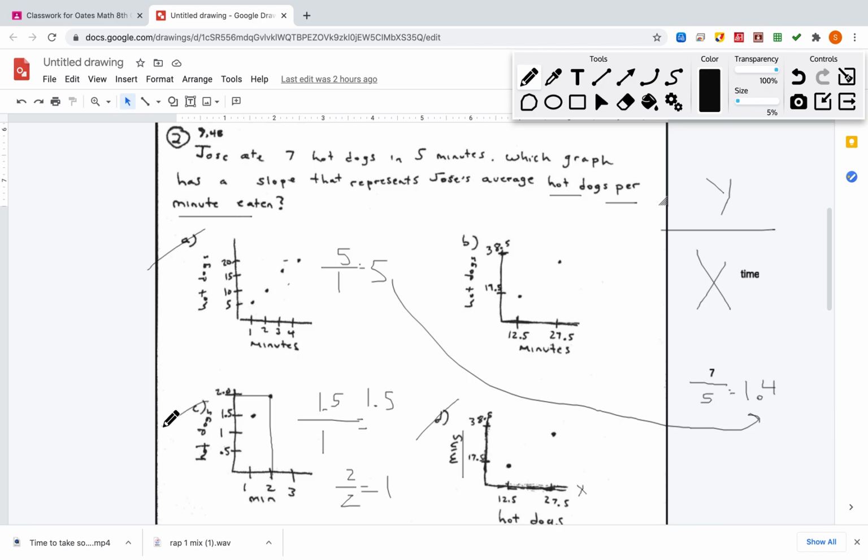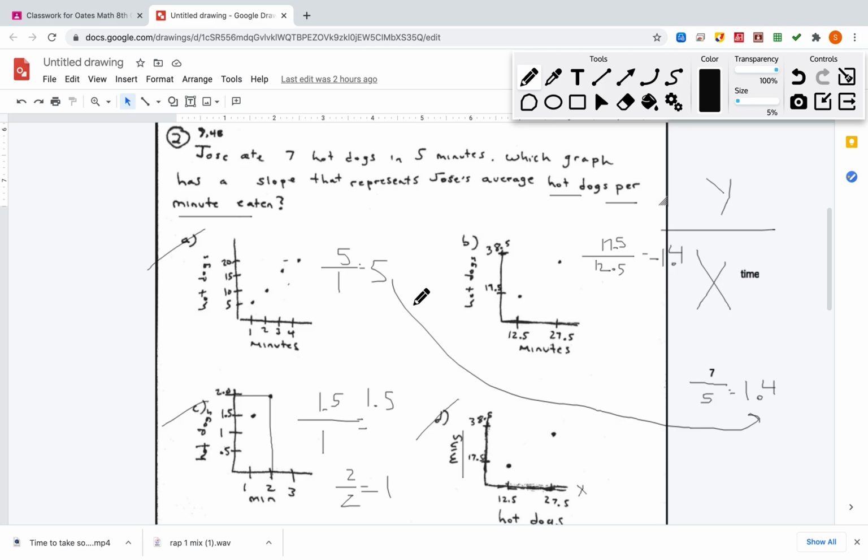So I've crossed off 3 answers. Obviously I'm left with B, but I want to double check. I'm going to put my y value over my x value. 17.5 divided by 12.5. And when we divide that out, it's going to give us 1.4, which matches the rate in the problem.